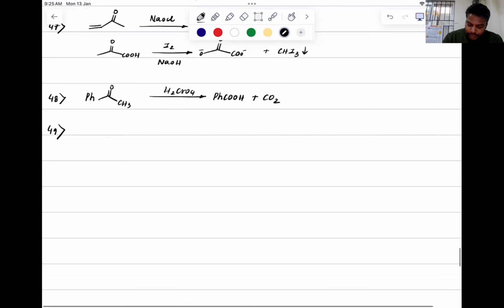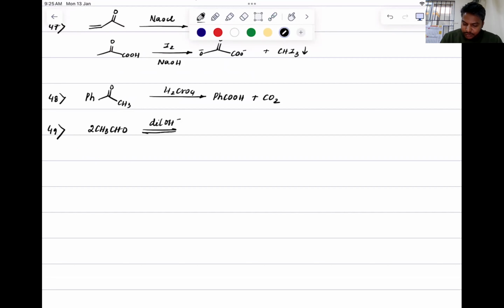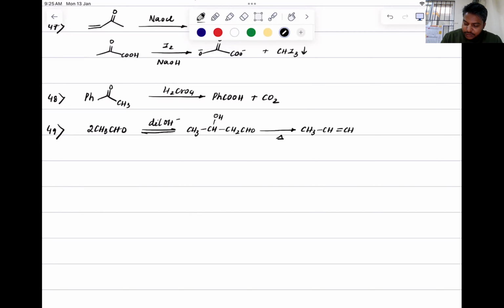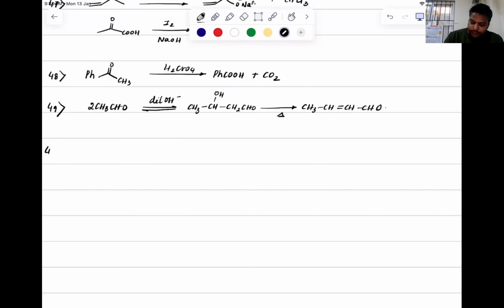Next, 2 moles of CH3CHO, a very standard question, always been asked. With dilute OH-, what is the product? We know that this is an aldol form. So CH3CHOHCH2CHO. If it is given followed by heat, then you make a condensation. So CH3CH=CHCHO. So this is the product formed. Next.